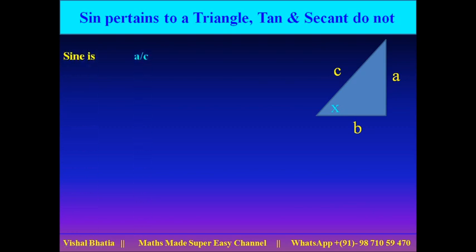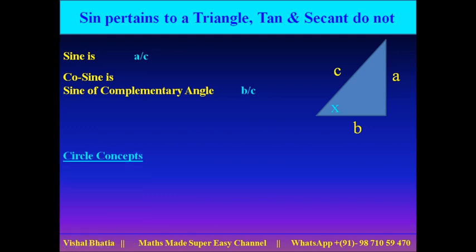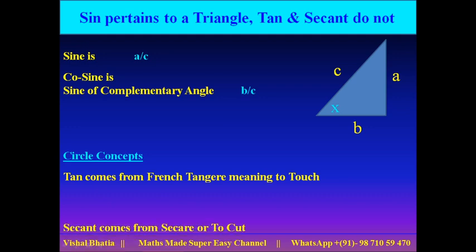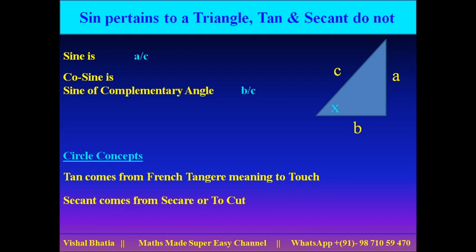Sine of x is nothing but A by C. The cosine is B by C, and the word cosine actually means sine of the complementary angle. Finally, there are circle concepts in trigonometry. The word tan comes from the French word tanguer, which means to touch. And secant comes from sequer, which means to cut.